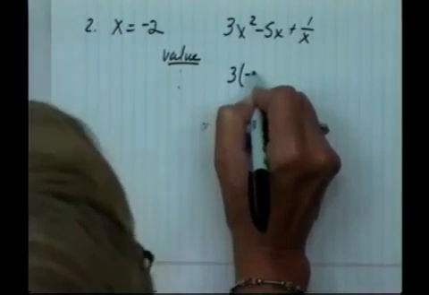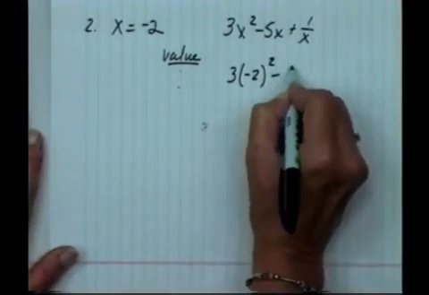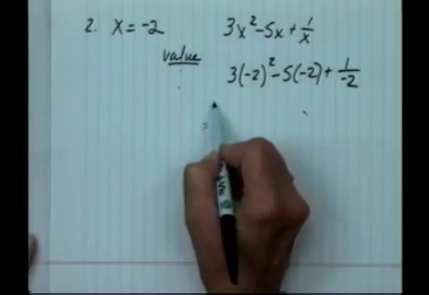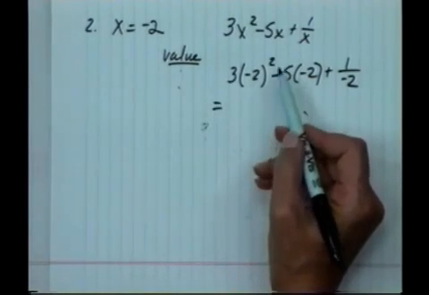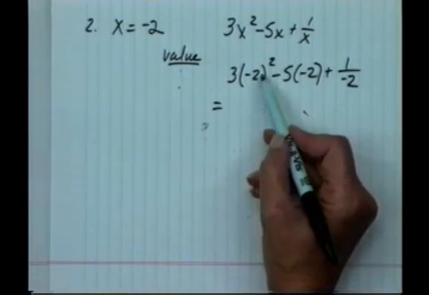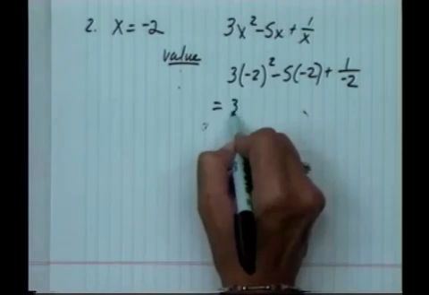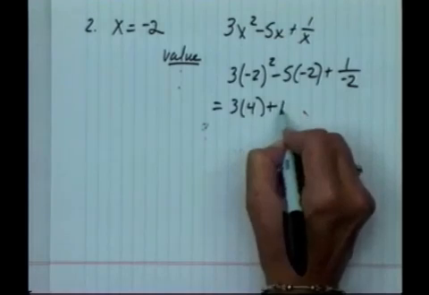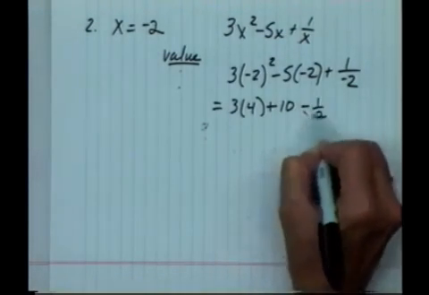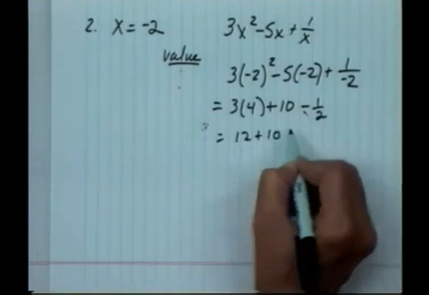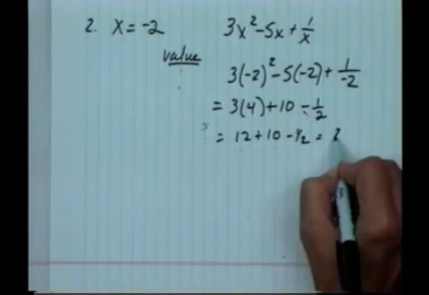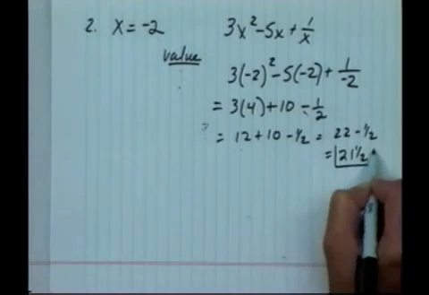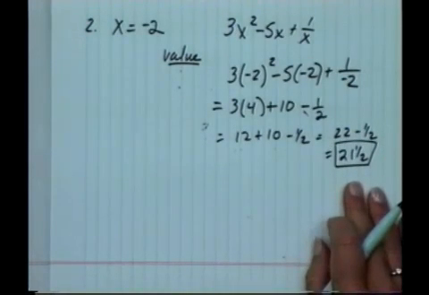So we have 3 times negative 2 squared minus 5 times negative 2 plus 1 over negative 2. And just reviewing negative numbers and squares and all that stuff, negative 2 squared is what? Positive 4. And negative 5 times negative 2 is positive 10. And then we got a minus 1/2 here. So we have 12 plus 10 minus 1/2, which looks like that's 22 minus 1/2, which must be 21 1/2. The value of the expression is 21 1/2.